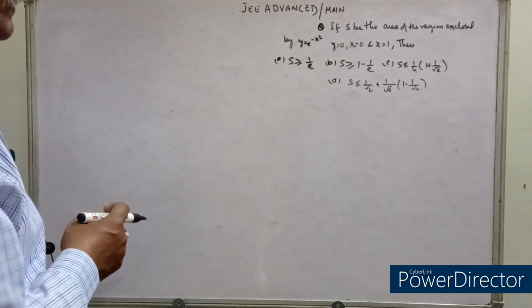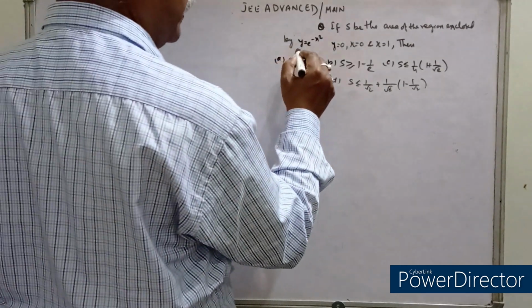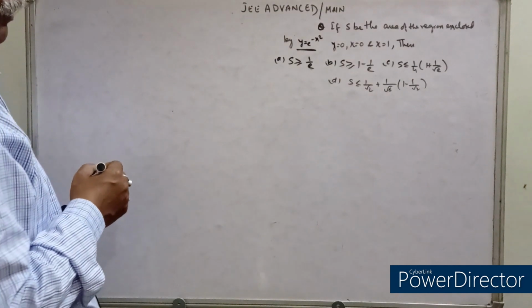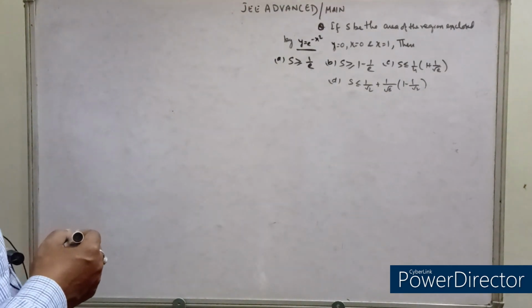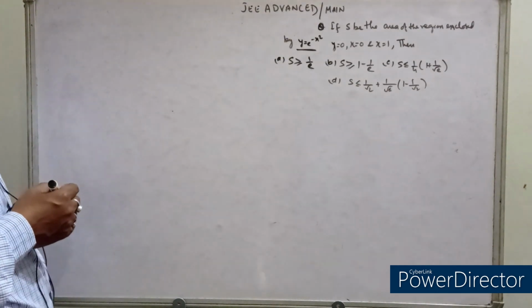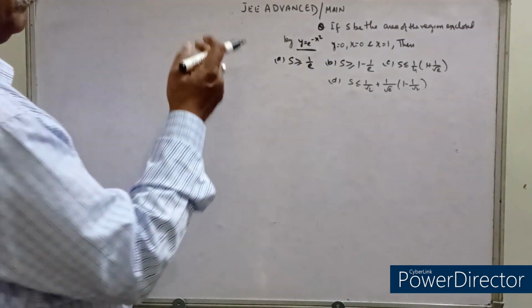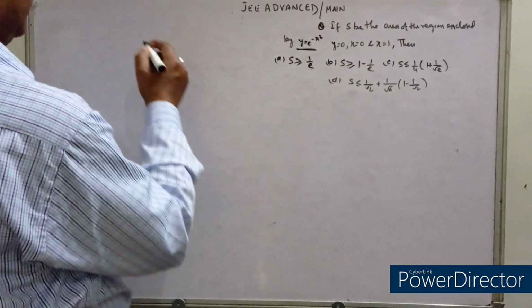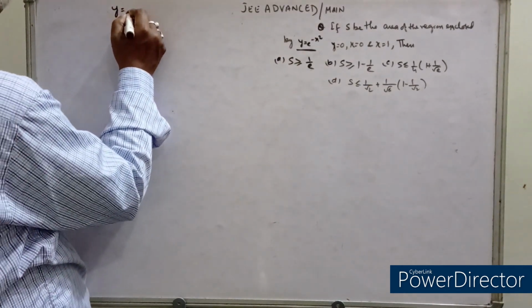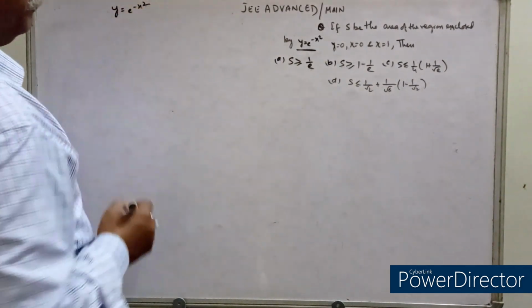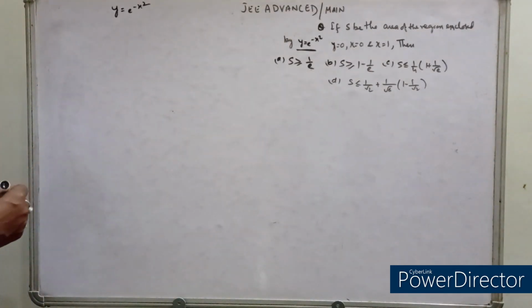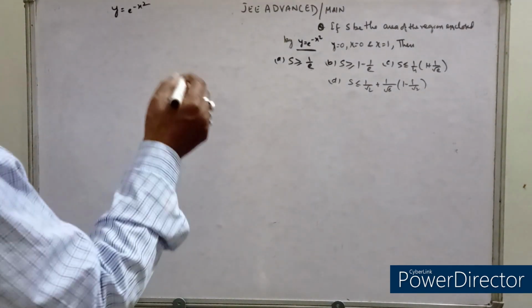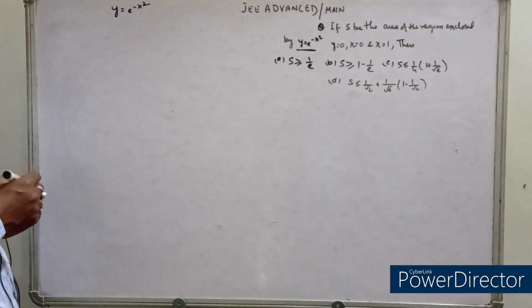Now the problem here is we can't do the integration of this. So how to solve it? First of all, let us see what will be the graph of this function. This is an interesting point here.